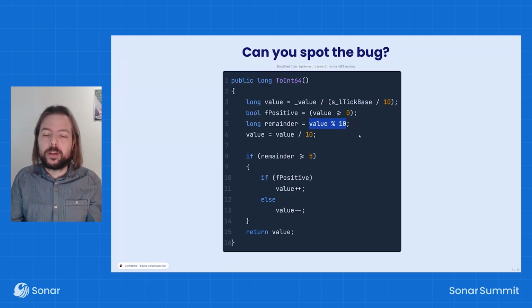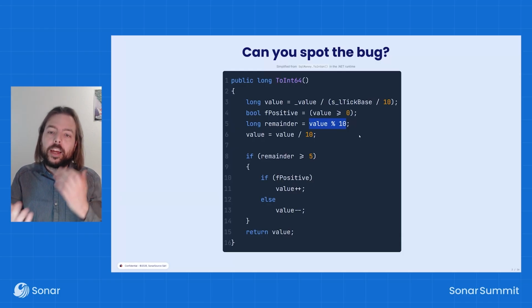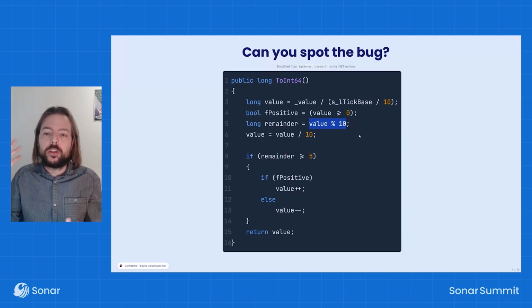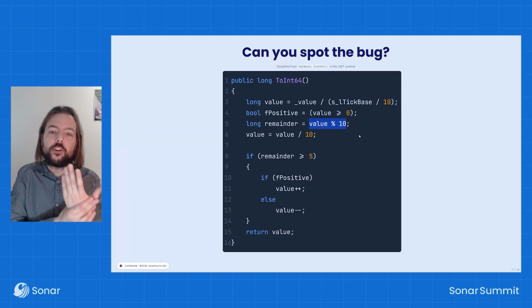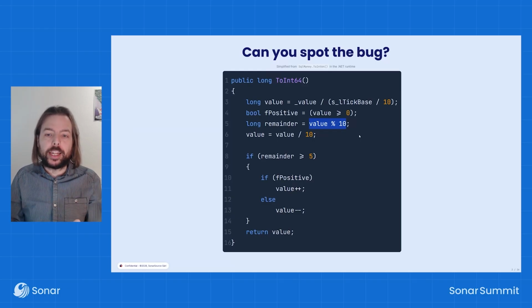And different programming languages implement this differently. So in Python, a negative value, modulo 10, would result in a positive remainder. However, in C#, it keeps the sign. So a negative number, modulo 10, will actually result in a negative remainder. And this is what's happening here. So if value is negative, remainder will actually be negative, and therefore can never be equal or greater than 5.